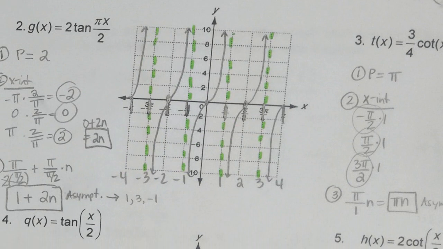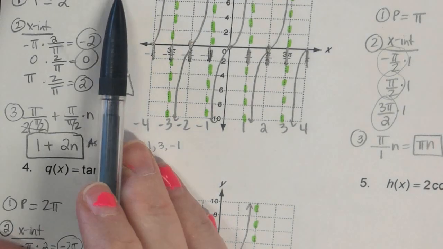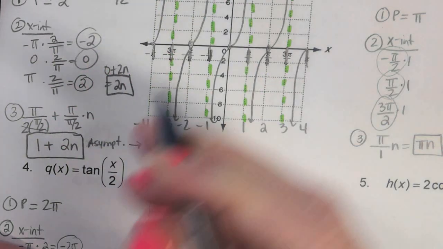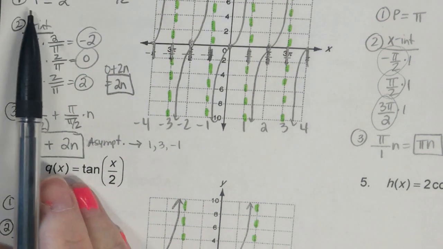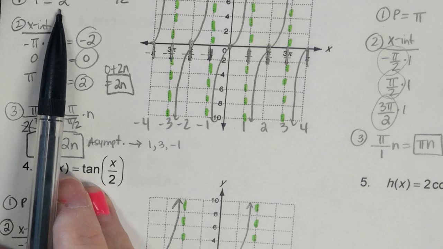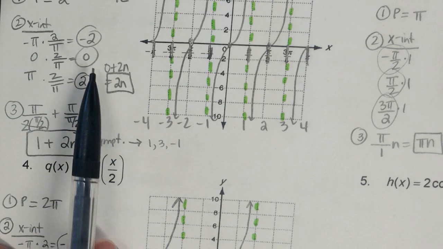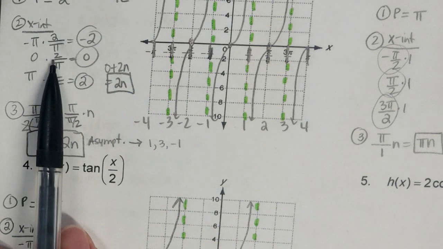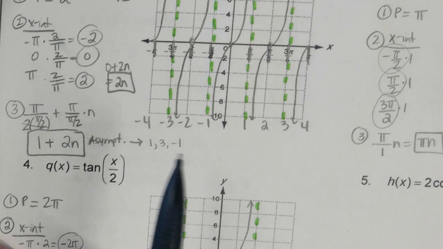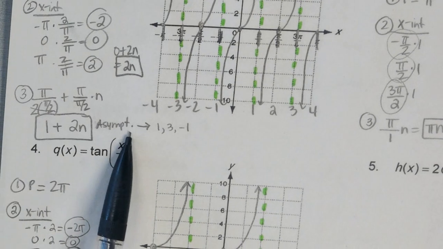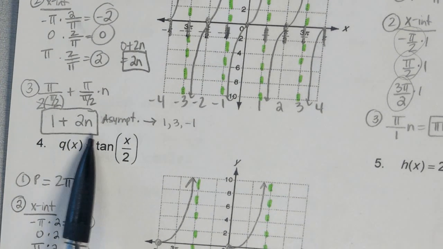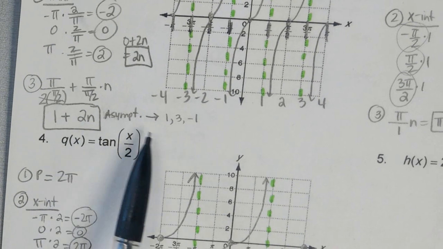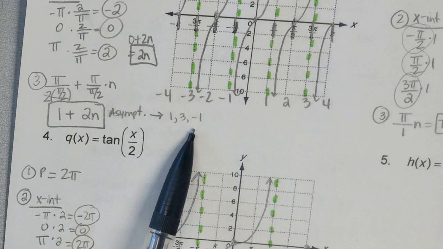Okay, and then number 2 is also a tangent, except your b value is pi over 2. When your b value is pi over 2, there are going to be some cancellations. So your period is 2. Okay, your x-intercepts are negative 2, 0, and 2, because you have to multiply by the reciprocal, which is 2 over pi. Okay, and then your asymptotes are at 1 plus 2n. So when you plug in your values, negative 1, 0, and 1, you get 1, 3, and negative 1.